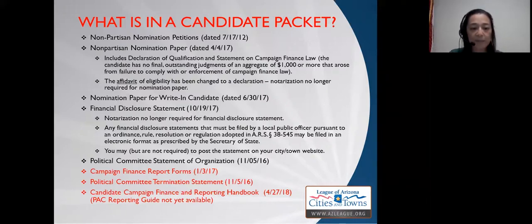The next form is the political committee statement of organization, and we'll talk a little bit more about this as we get more into the campaign finance. And then I've highlighted the next three forms, which we're also going to be talking about: the campaign finance report forms, the termination statements, and then also a little bit about the Secretary of State's handbook.